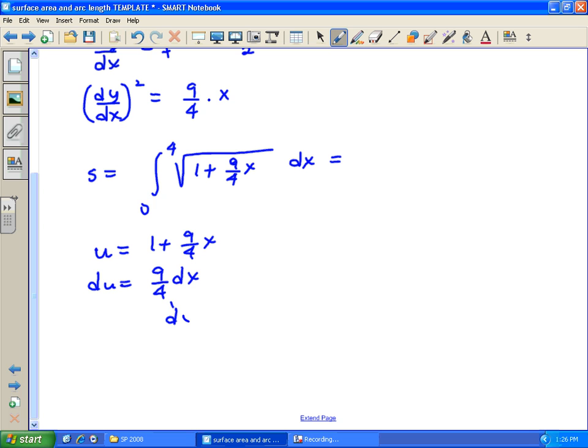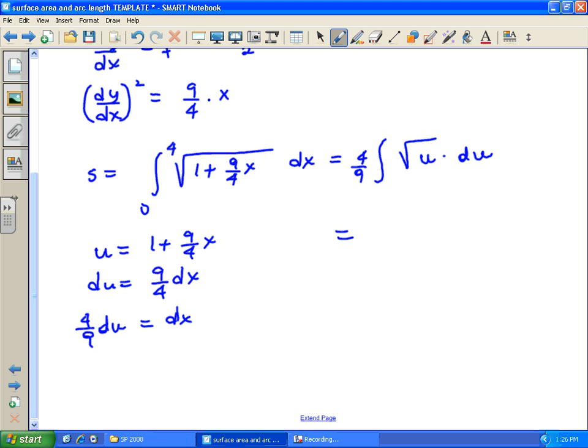And dx is the same as 4/9 times du. So I'll go back to this integral. For the square root, what should I be writing right now? The square root of u. And instead of dx, what should I be writing? Based on what I got down here, dx is 4/9 du. I'm going to pull the 4/9 outside and keep the du on the inside.